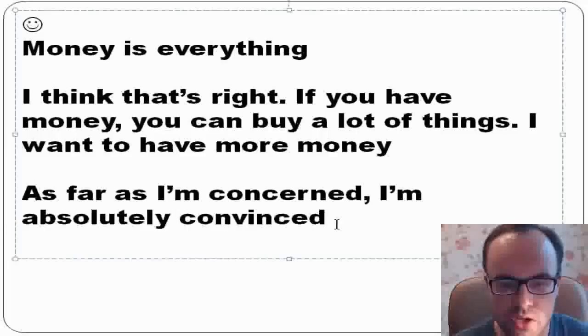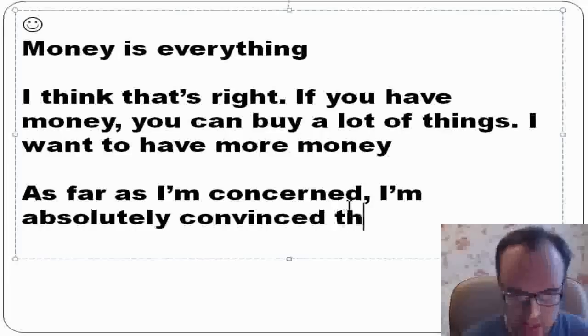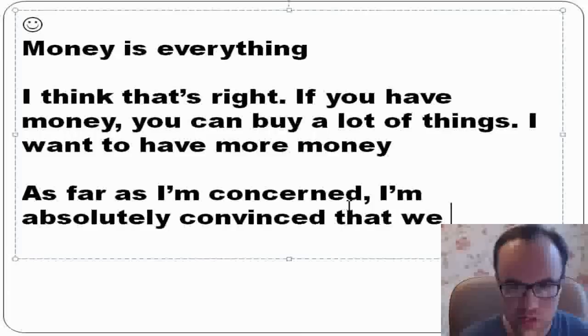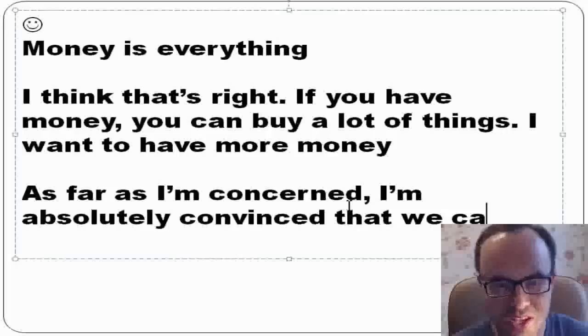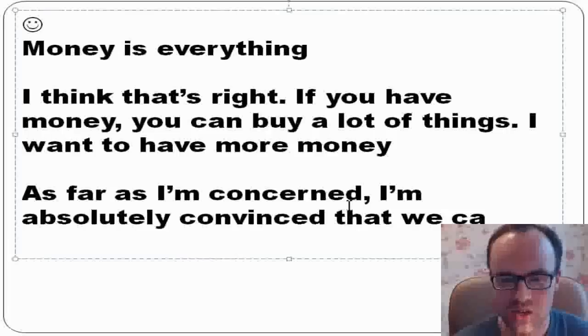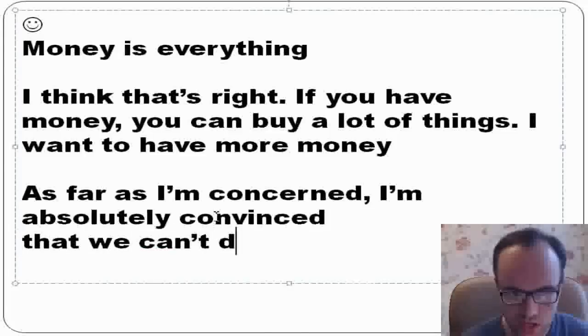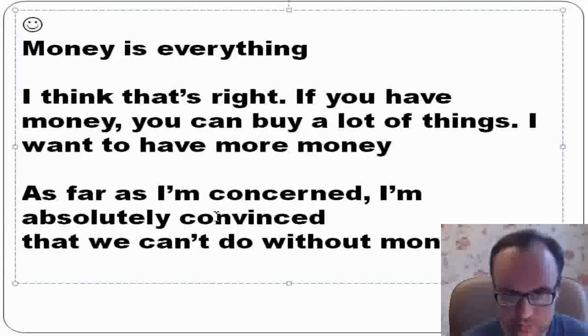Okay, as far as I'm concerned, I'm absolutely convinced that we can't do without money. It means that we can't live without money. "Do without" is a phrasal verb, so if you start using phrasal verbs in your speech, I'll be so happy for you. So, you see, I'm absolutely convinced that we can't do without money.